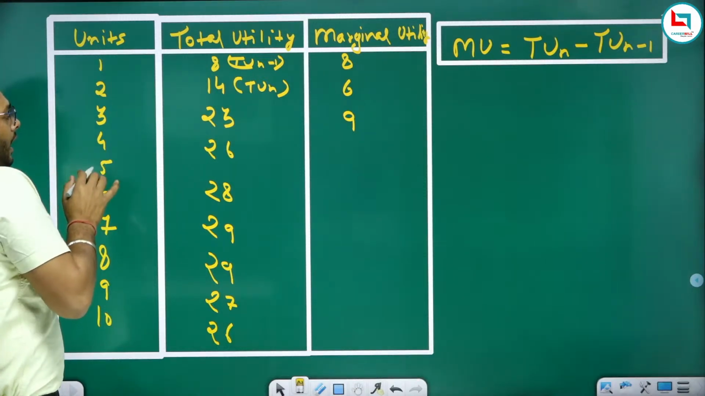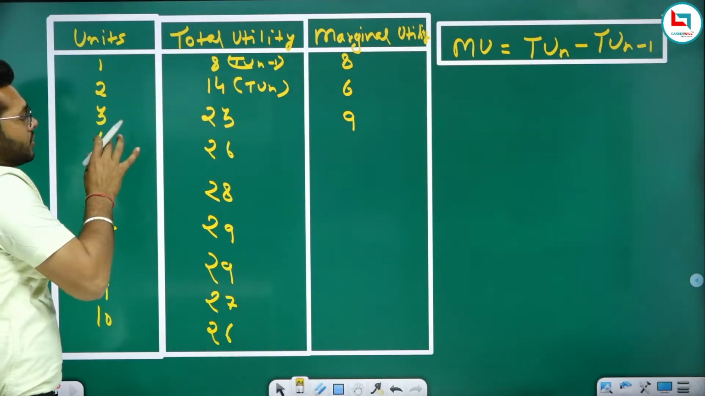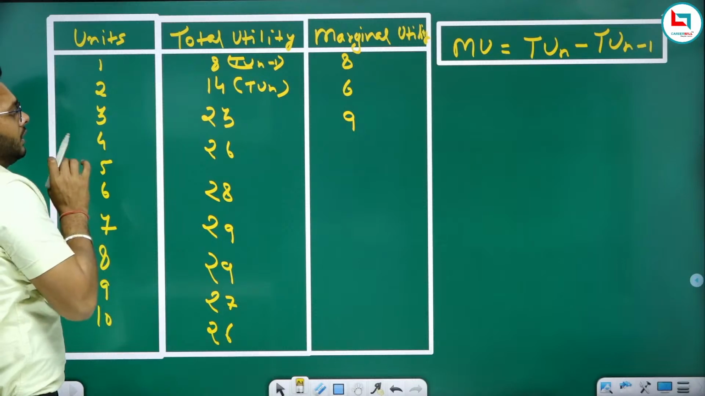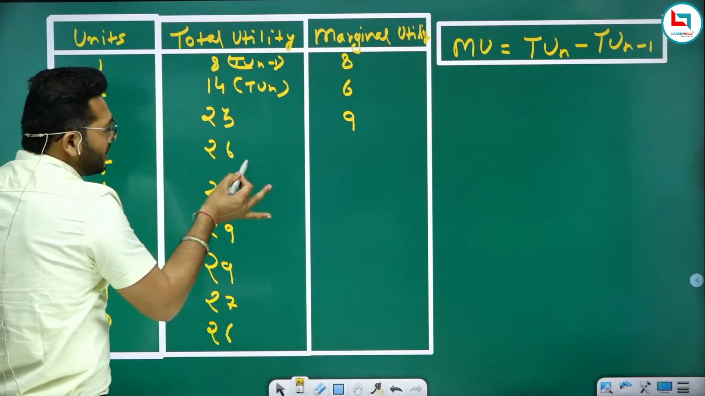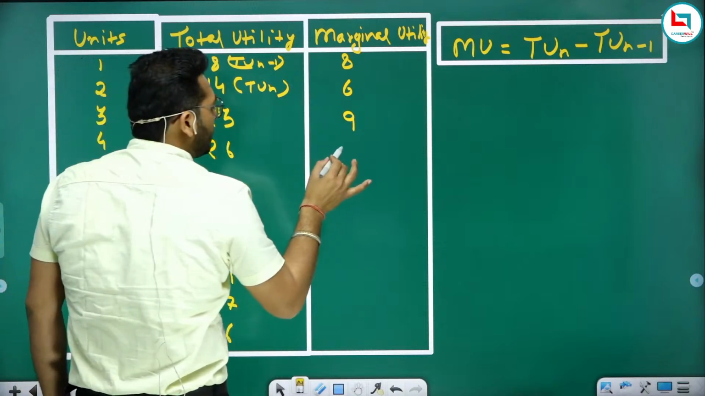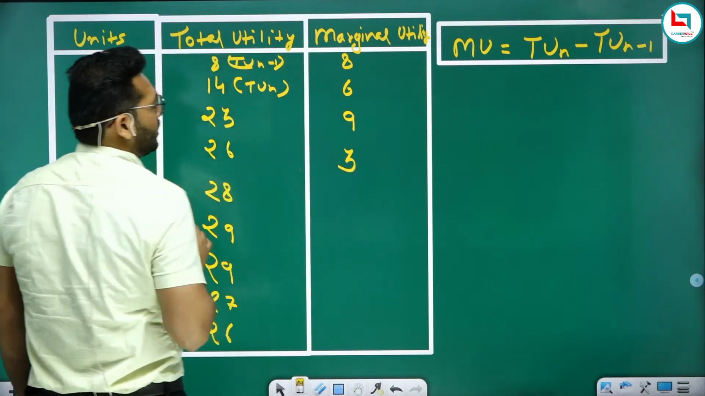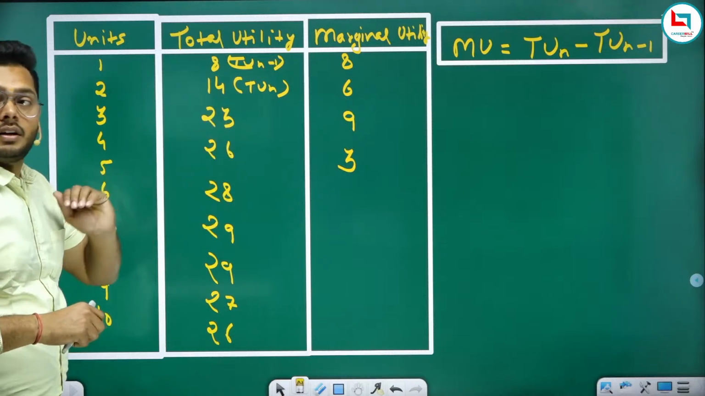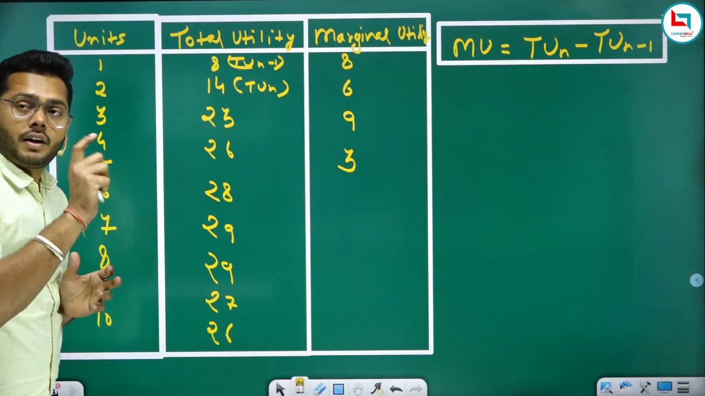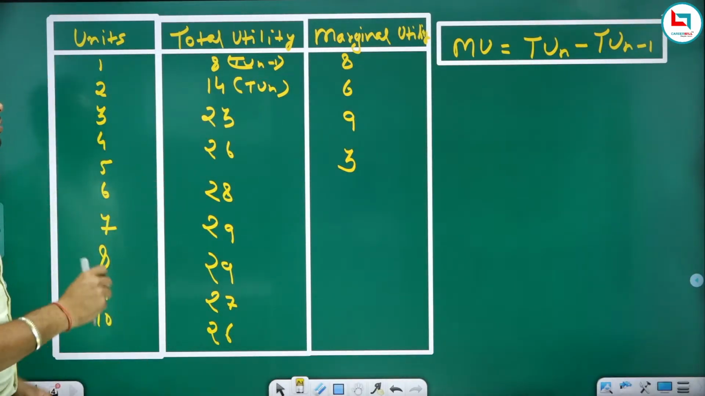So again, I am asking how much satisfaction you got from the fourth unit. Only the fourth unit, how much satisfaction did you get? So we can say 26 minus 23. Just try to understand the whole concept. I am going to derive a very good concept that you want to understand.